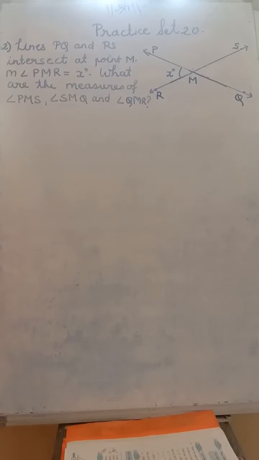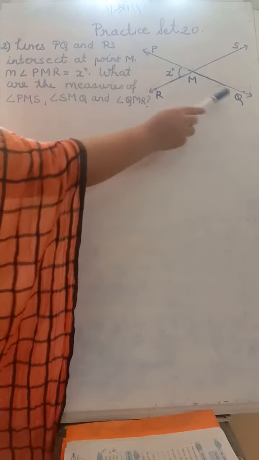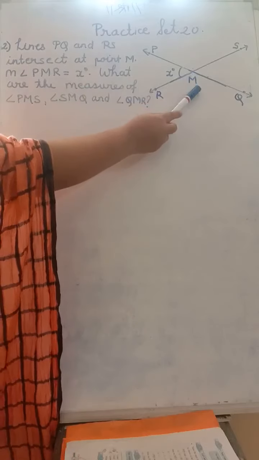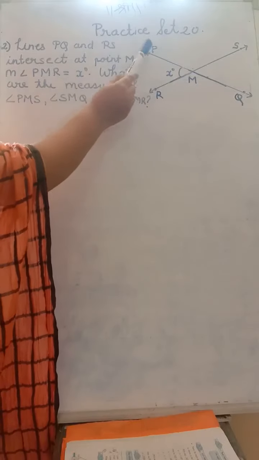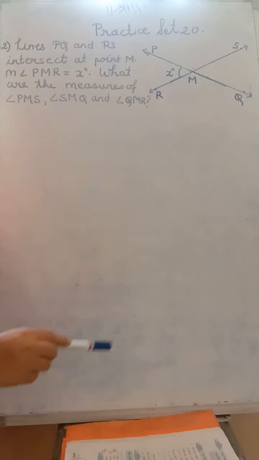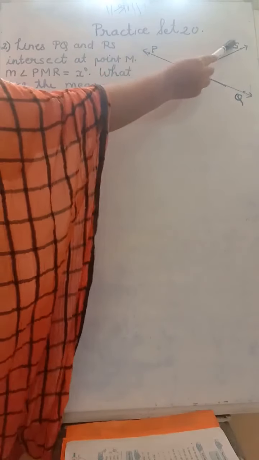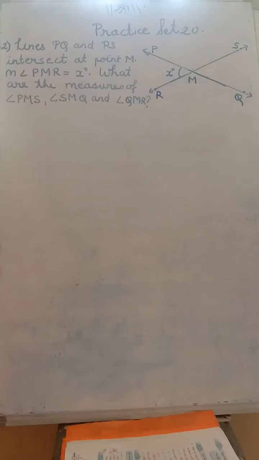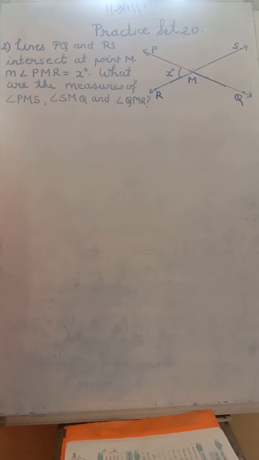So, now we will start with the second question, that is line PQ and RS. This is line PQ and this is RS. Intersect at point M. Measure angle PMR is equals to x degree. What are the measure of angle PMS, SMQ and angle QMR? We have to solve it in same way, children. In the earlier sum number was given and in this sum alphabet is given.